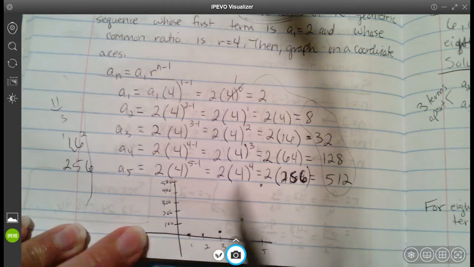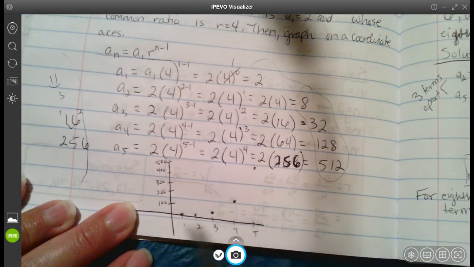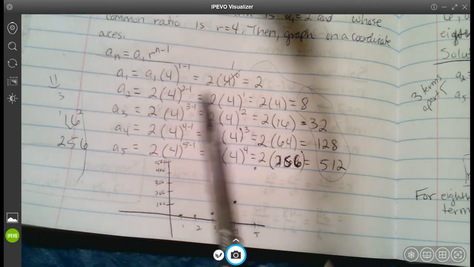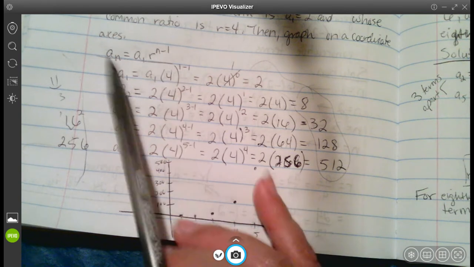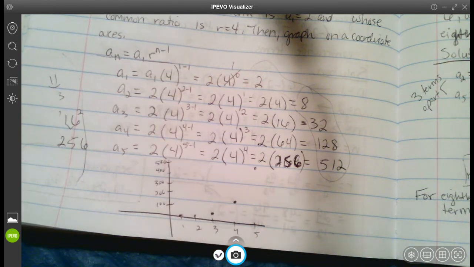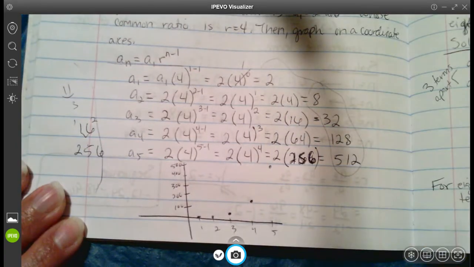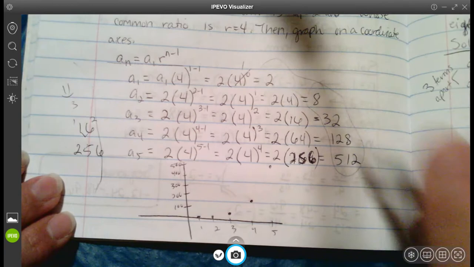So you'll notice, we're not going to connect it, but you can see the pattern is growing almost like an exponential function, right? And that makes sense because we have a power in our formula here. So it's probably going to rise significantly. But anyway, that is it for that one. Moving on to the next one. Hopefully I did all the math right here.